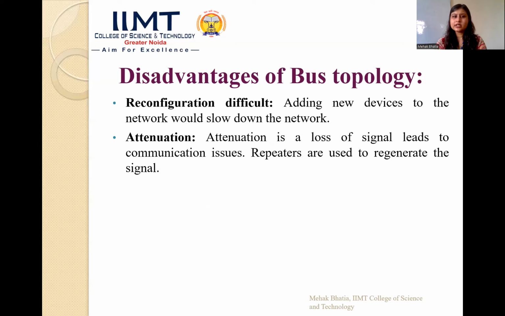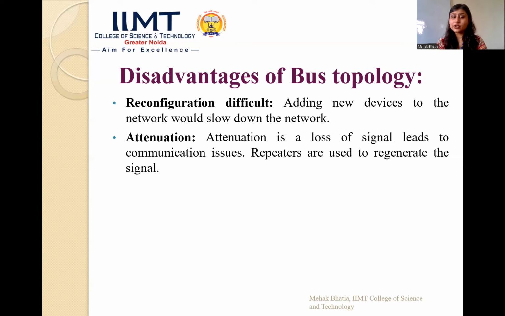Next disadvantage is reconfiguration difficulty. Now, what does this mean? Adding new devices in the network would slow down the network. So a limited number of devices can only be connected in the bus topology. Adding more and more devices in the bus topology could lead to slowing down the network. So this is one of the disadvantages.